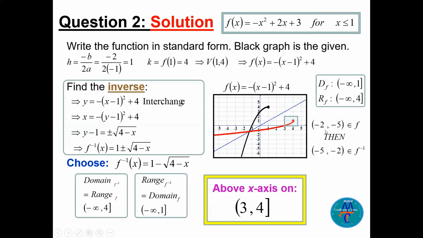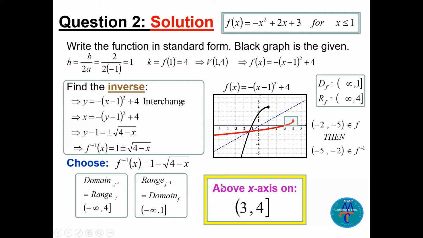There is another way here to check which one is the inverse. Take minus 2; replace minus 2 in the function, you will get minus 5. That's a point on the function f, here, minus 2, minus 5. You see that point here. Now, interchange x and y, minus 5, minus 2 should be on the inverse. So you can replace minus 5, minus 2 in either of these equations. You will see that this one is the inverse.